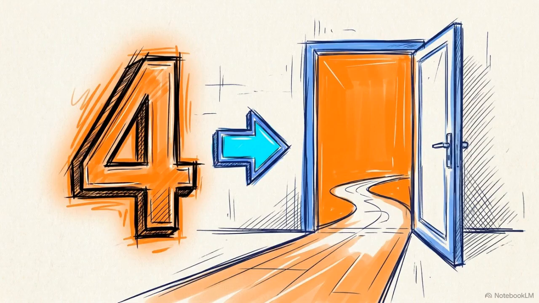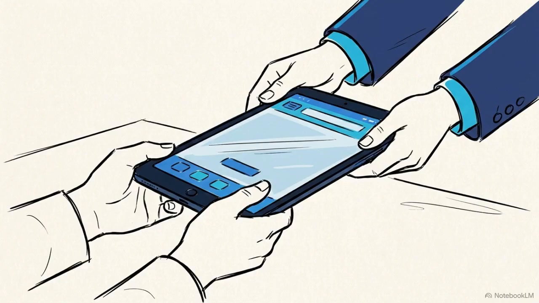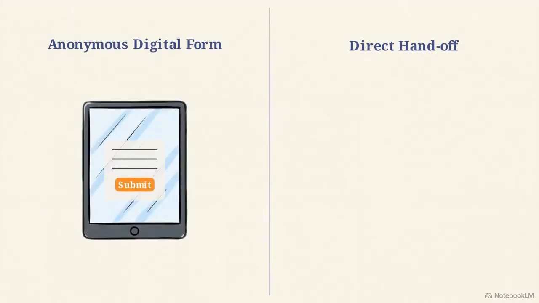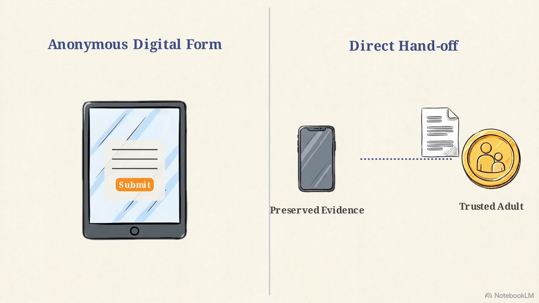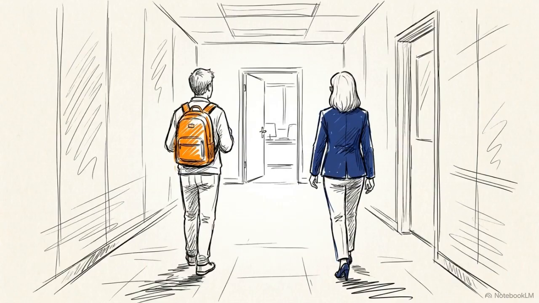The final stage of the process is the handoff, where you provide your preserved evidence to the appropriate authority immediately. You have 2 primary ways to do this. You can fill out your school's anonymous digital reporting form, or you can present the evidence directly to a teacher, counselor, or parent. Reporting connects a struggling individual with professional resources and support that a peer cannot provide. It ensures that the person receives help from those trained to give it.